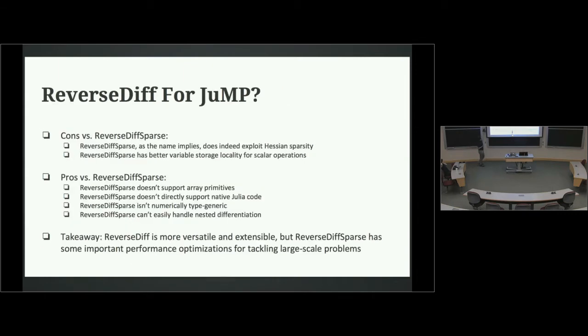The other question I started to have, especially after talking with Miles a bunch, is that it would be really cool if we could eventually replace ReverseDiff sparse with ReverseDiff, because there are a couple of advantages. ReverseDiff sparse doesn't support array primitives. It doesn't directly support native Julia code. It's not numerically type generic, which I bet Miles might even have an argument about. Would you agree with that statement?